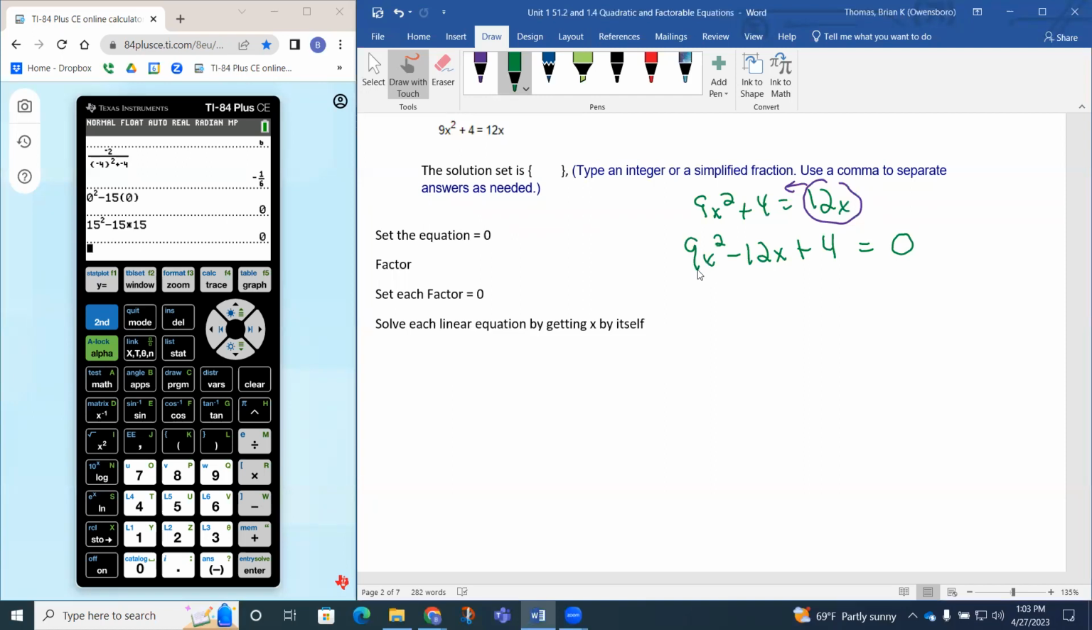So in factoring this, I'm looking for a GCF to start with, but these three terms do not have a common factor because the 4 has nothing in common with the 9. And all three of them don't have an x, so there's no x's in common either.